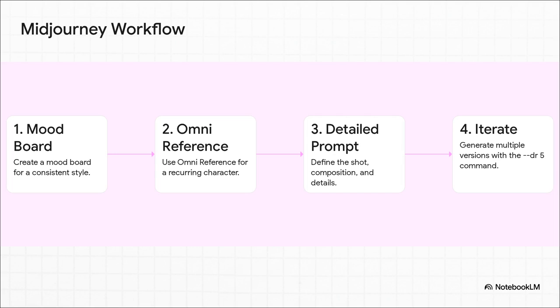So how do we actually get that all-important consistency inside Midjourney? It really boils down to a two-part trick. For the overall style and vibe, you use the mood board feature. Seriously, just think of it like giving the AI an inspiration board, and it'll follow that style. Then, for your characters, you use something called omni-reference. You feed it a picture of your character, and it makes sure that exact same person shows up in every single shot. It's amazing. Oh, and that little -dr5 command you see, that just tells Midjourney to give you more variety in the options it generates. It's an incredibly powerful combo.